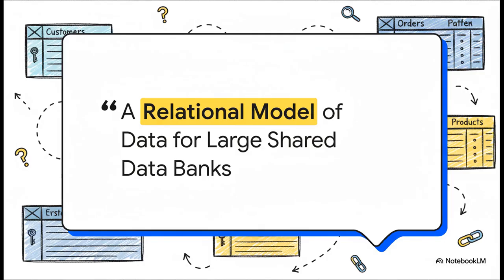Then, in 1970, this IBM researcher, Dr. E.F. Codd, publishes a paper that just changes everything. He asked a really simple but profound question. What if we stopped thinking about data like a rigid tree, and instead, we just organized it into simple tables? Like a bunch of related spreadsheets. And just like that, the relational model was born.